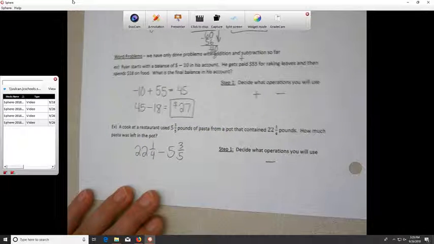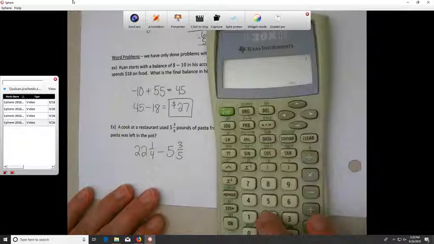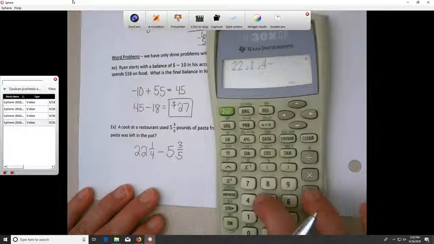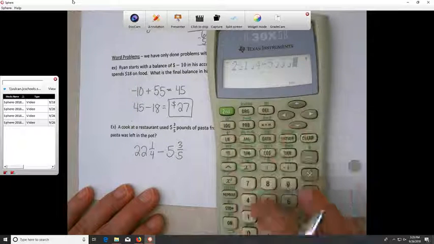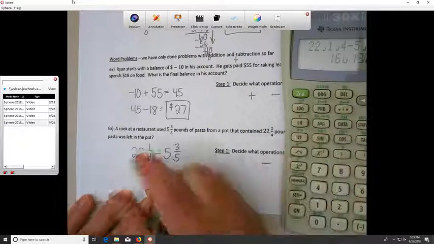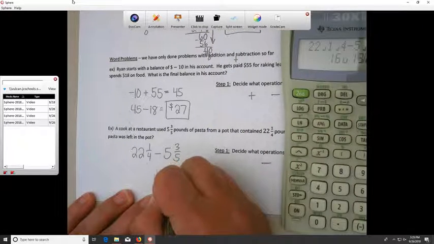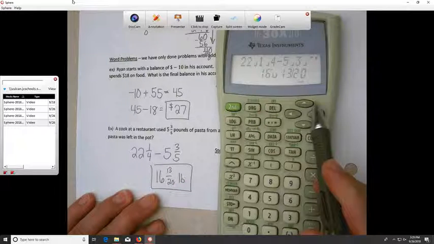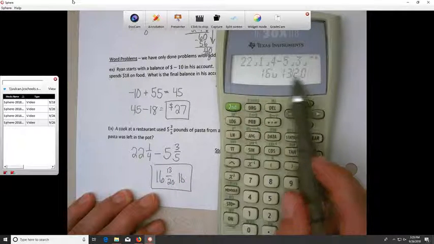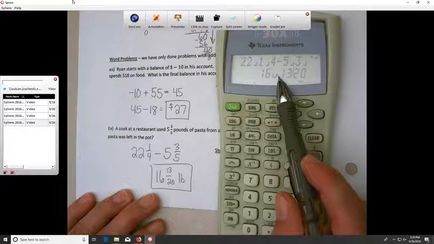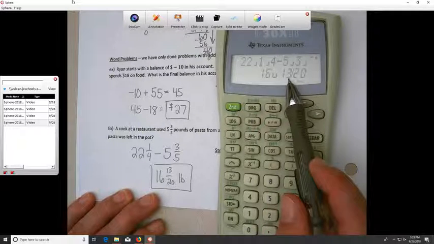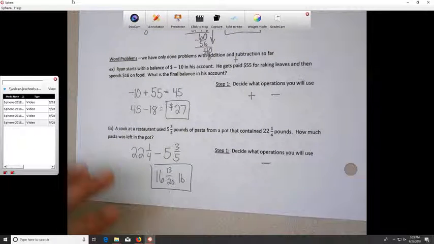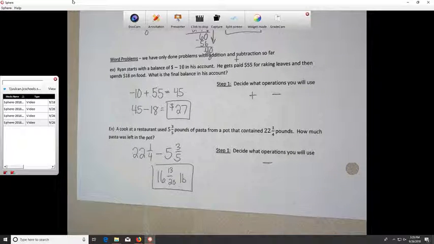And we're just going to do this on the calculator. So 22, 1/4, minus 5, 3/5. And that gives us an answer of 16 U 3/20 pounds. Alright, again, do not write this on your paper. That's not a number. Alright, the U is the calculator's way of separating the whole number from the fraction. So that is 16 3/20. Okay, and keep in mind again, if it's a show your work question, you need to make sure you're showing your work.